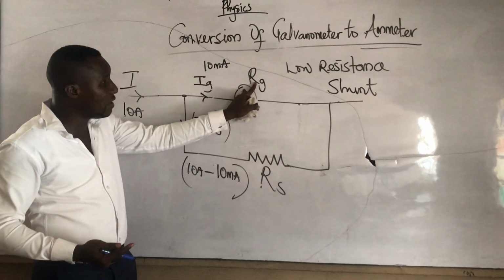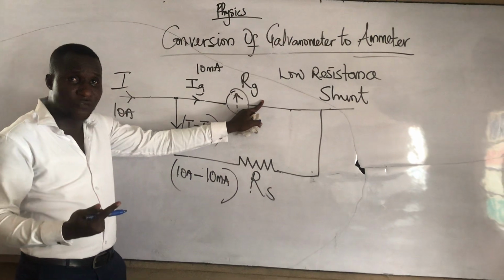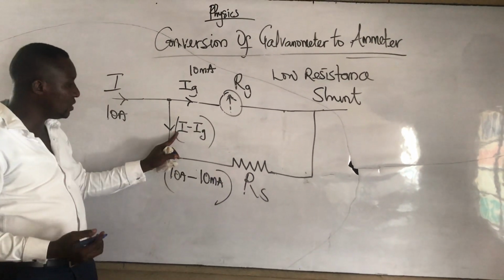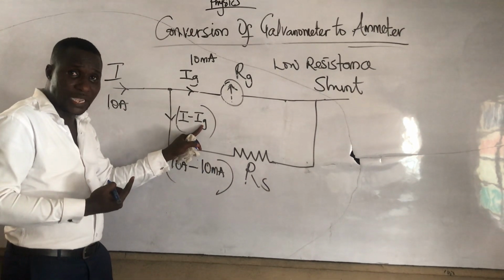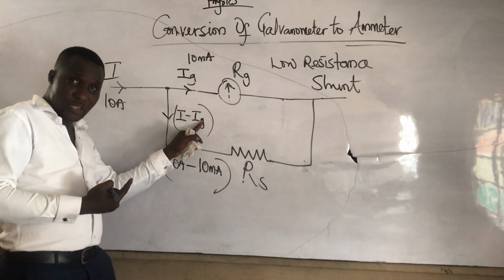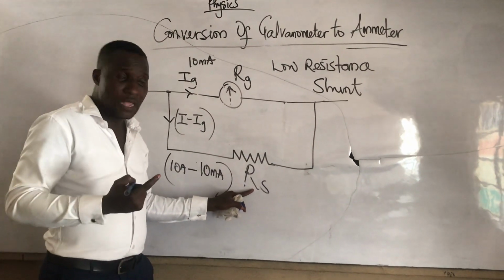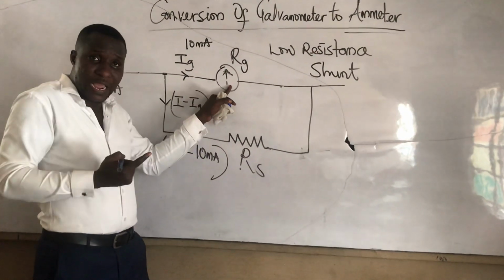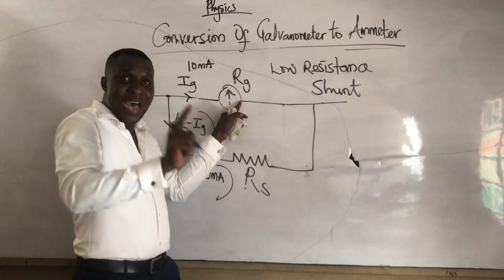And the resistance of the galvanometer is given as Rg. Then the current that flows through the shunt is the total current from the source minus the current in the galvanometer, which is Ig. A shunt is a low resistance wire that must be connected in parallel to a galvanometer for it to be converted to an ammeter.